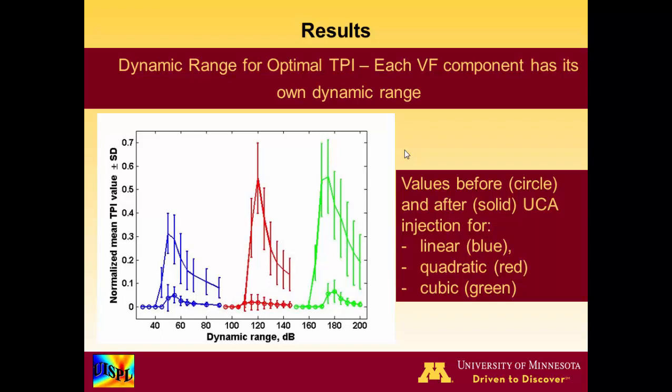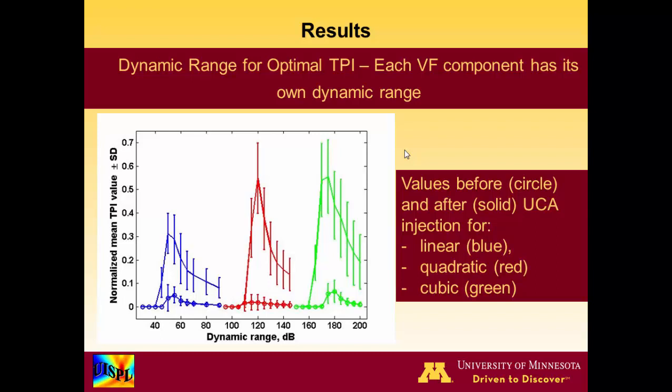So here comes the result. First, I would like to show you the TPI results with different dynamic range. Here we show the linear, quadratic, and cubic components. All three components show the separation before and after injecting the contrast agent, and the nonlinear components have better separation compared to the linear component.